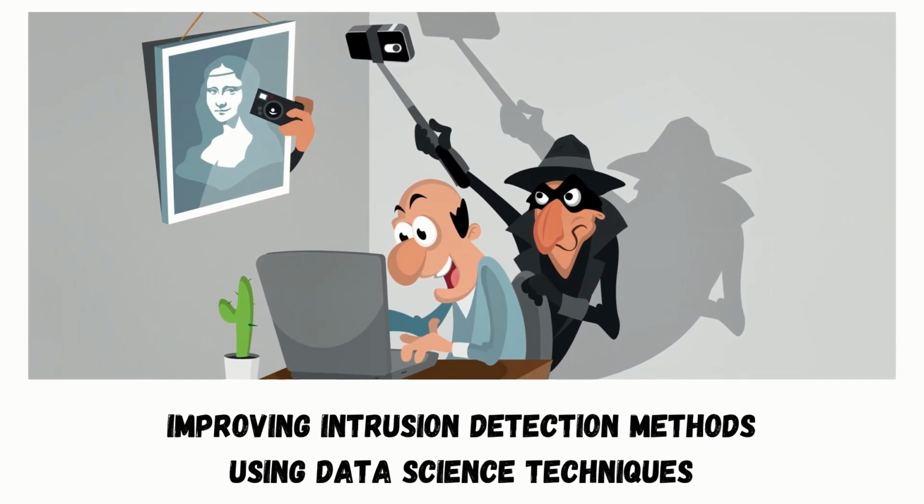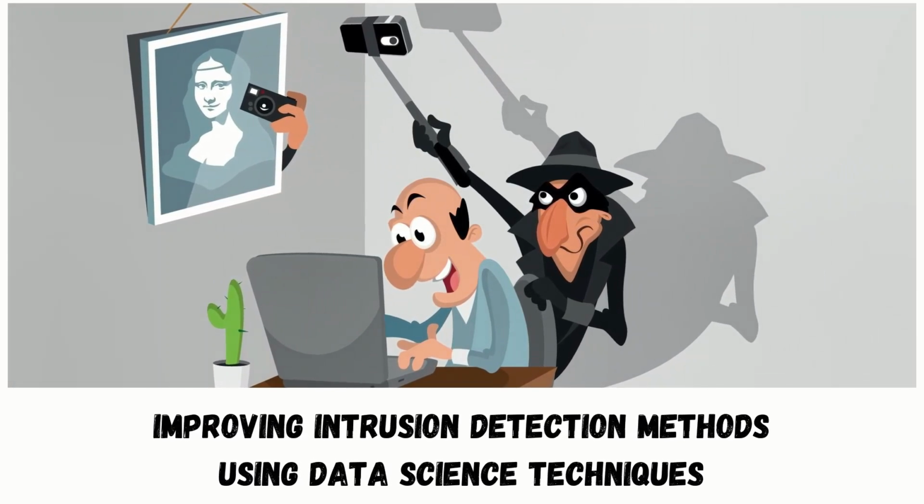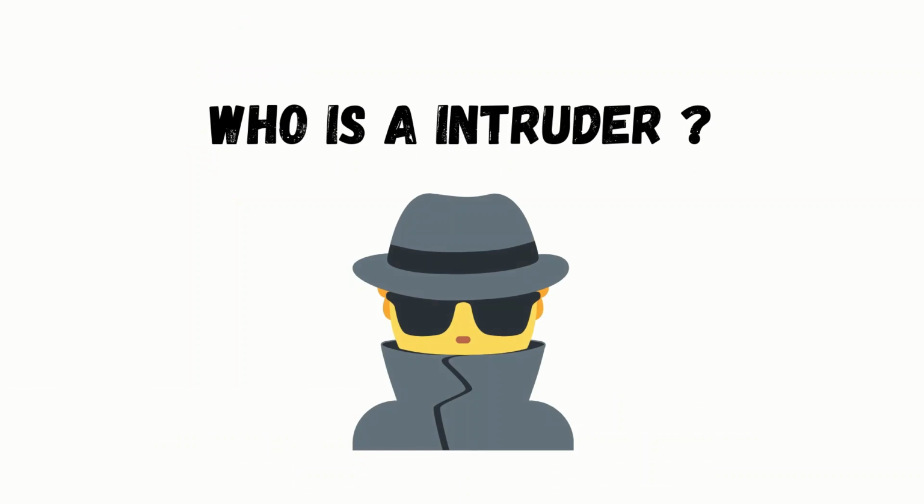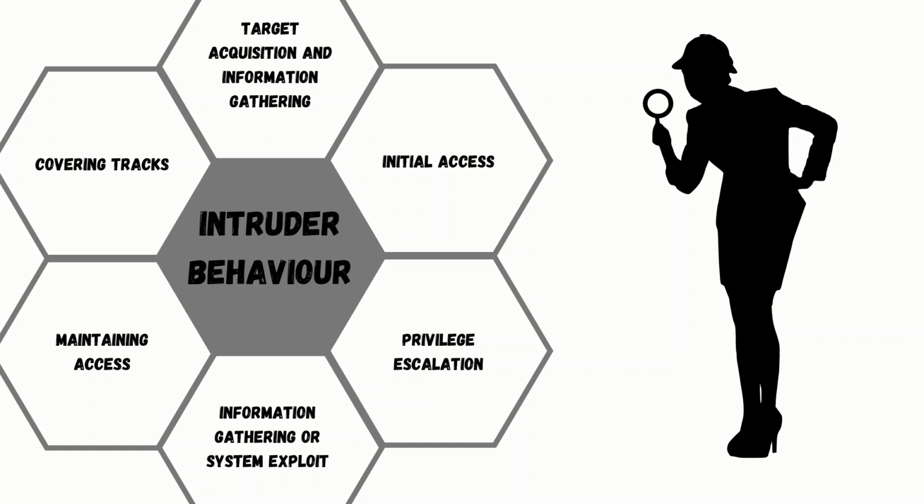Hi all, today we are going to discuss how to improve intrusion detection methods using data science techniques. First, we have to understand who is an intruder. Someone who enters a place without permission in order to commit a crime is an intruder. And intruders have several behaviors.